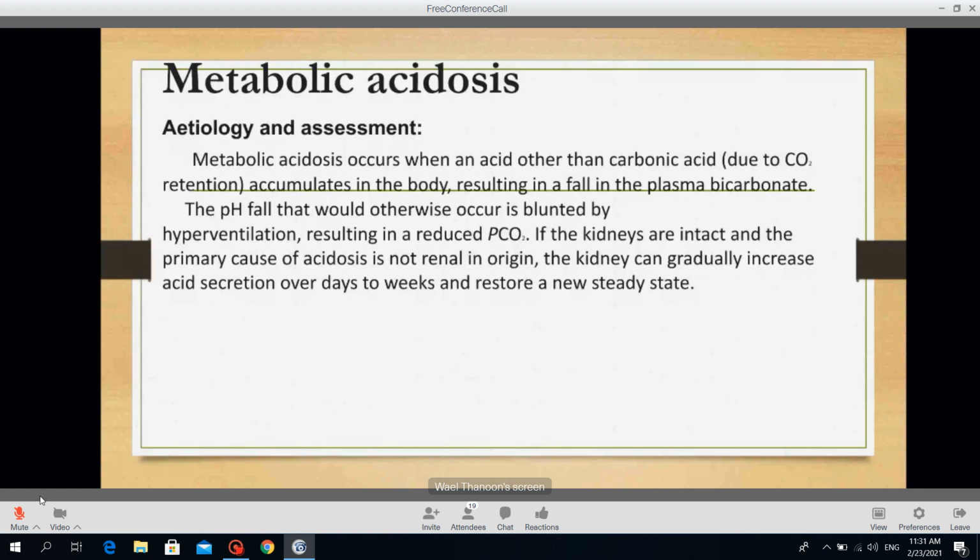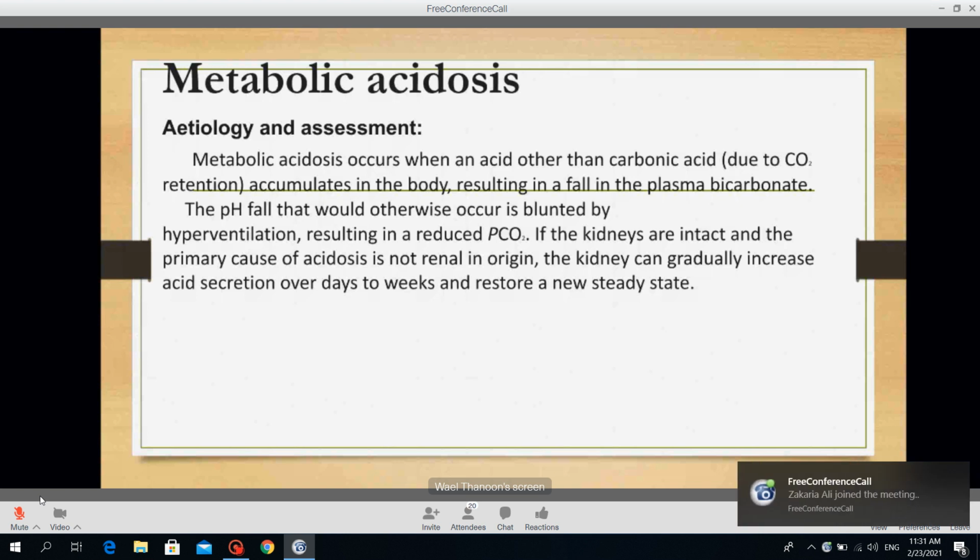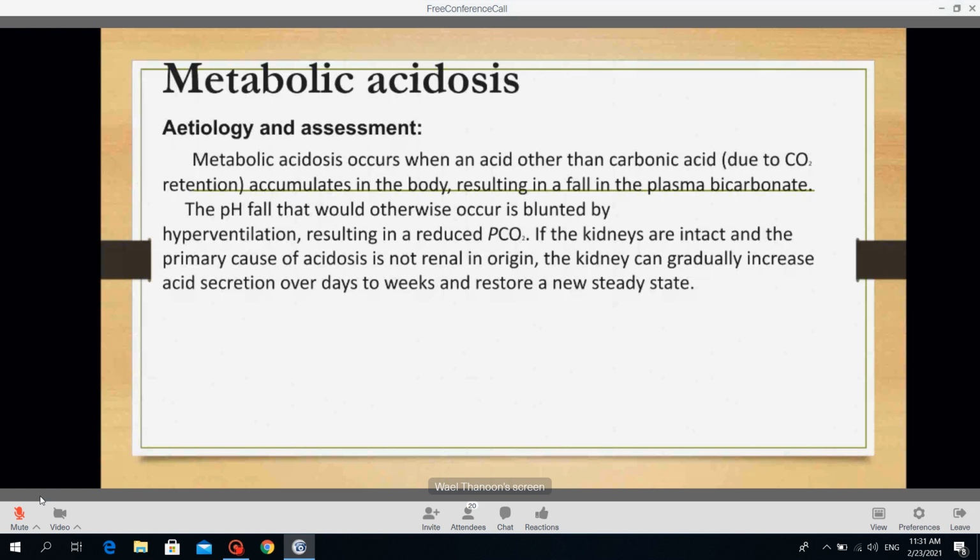Metabolic acidosis. Metabolic acidosis occurs when an acid other than carbonic acid accumulates in the body, resulting in a fall of plasma bicarbonate. A pH fall that would otherwise occur is blunted by hyperventilation, resulting in a reduced PCO2. طبعا الميتابوليك acidosis معناها يعني we have an organic acid other than carbonic acid. Carbonic acid هو اللي ينتج من اتحاد ال CO2 مع ال H2O اللي هو عادة من اللنج يجي.